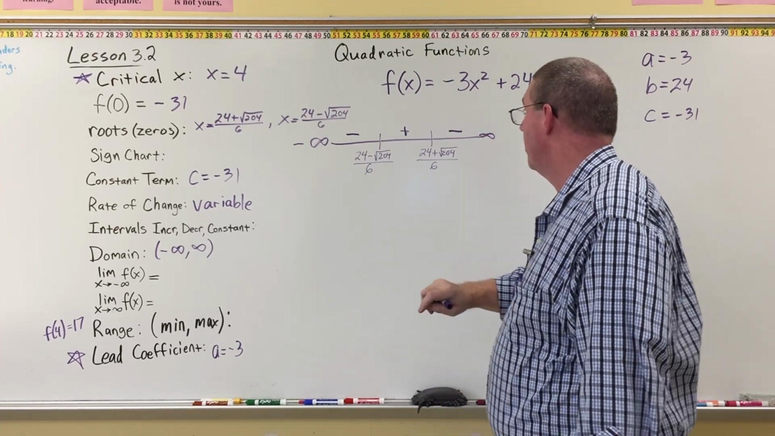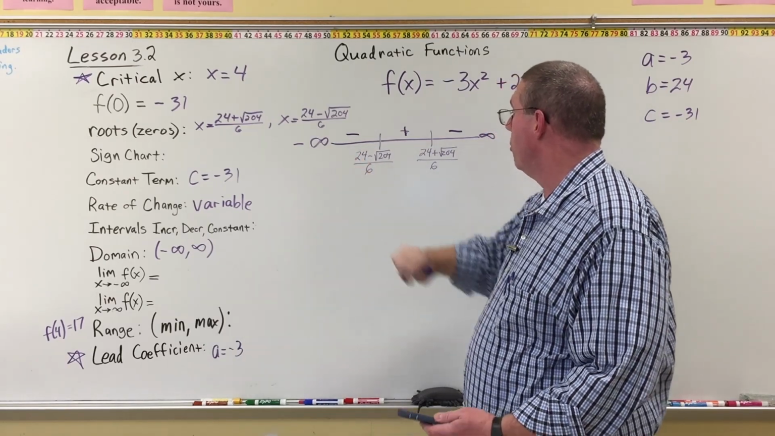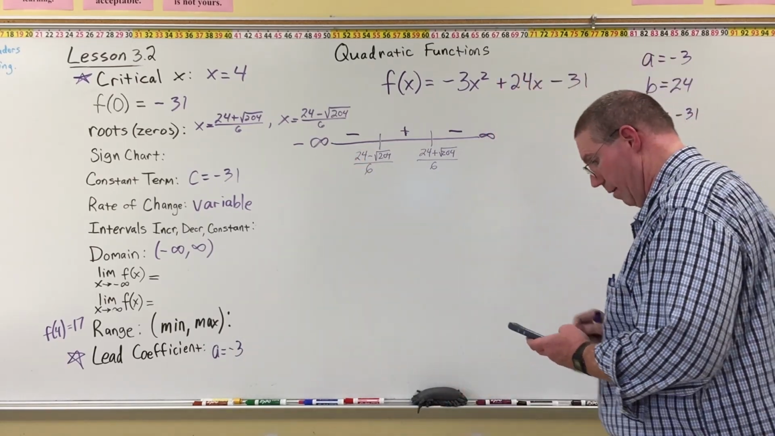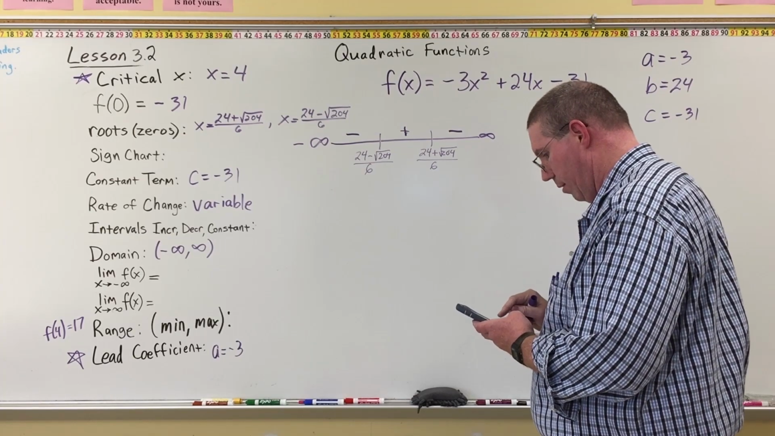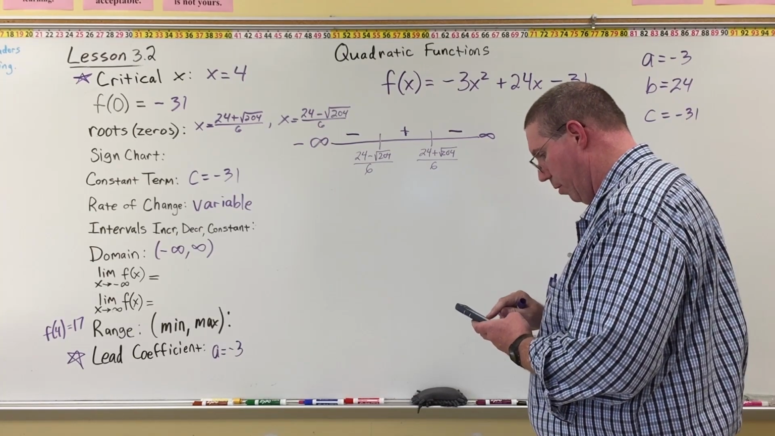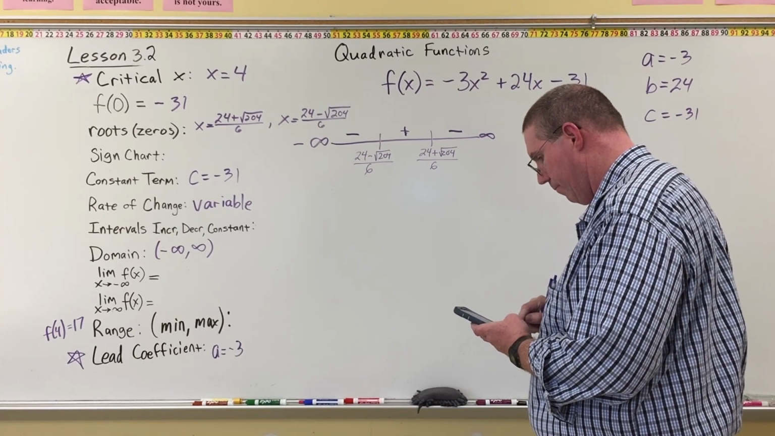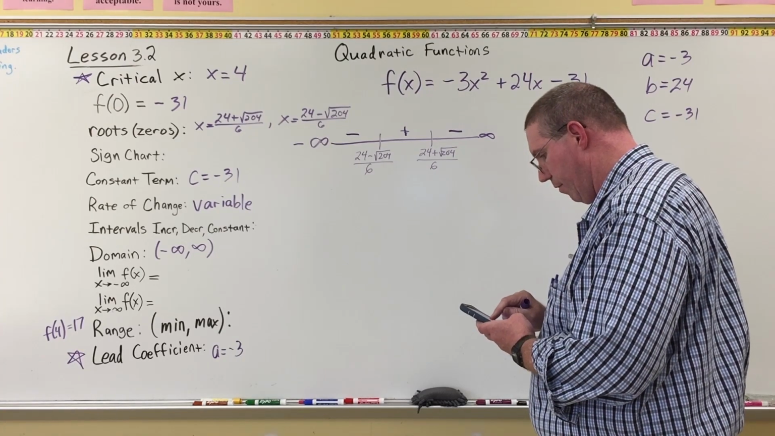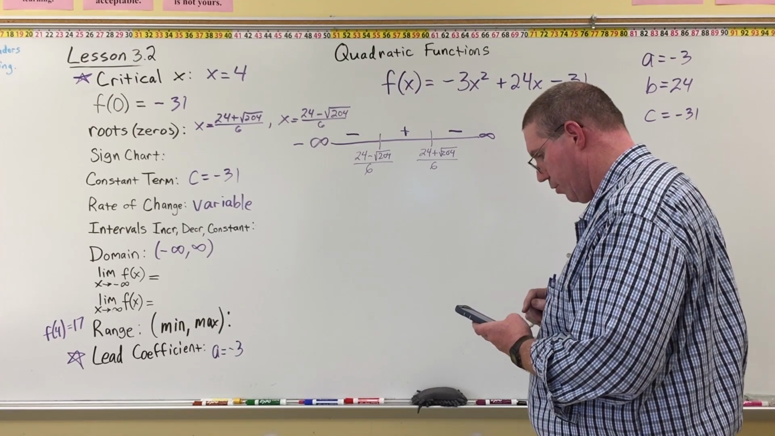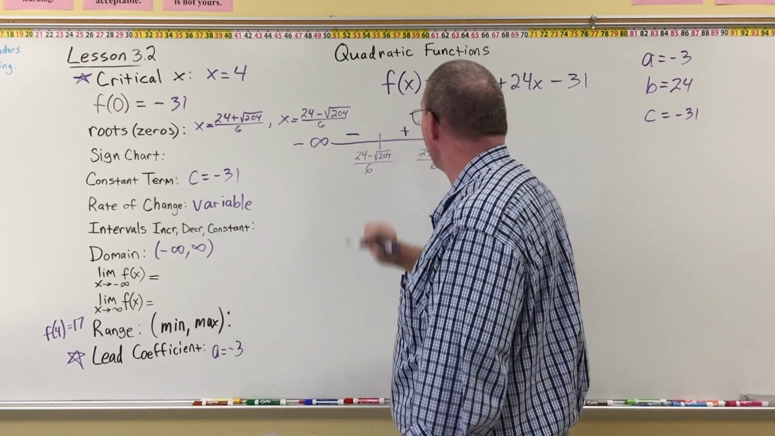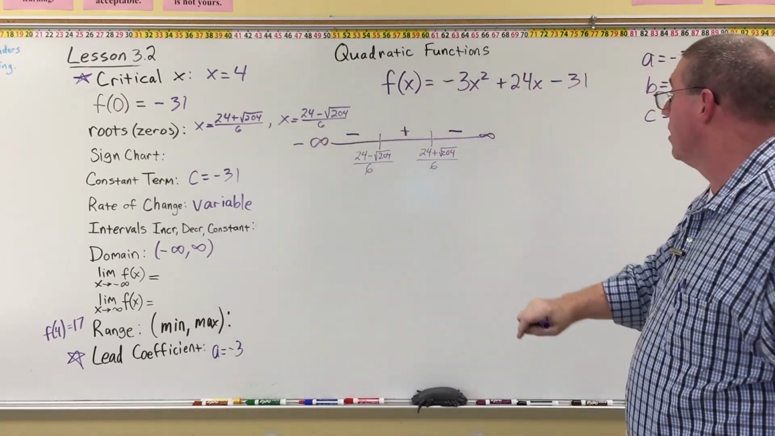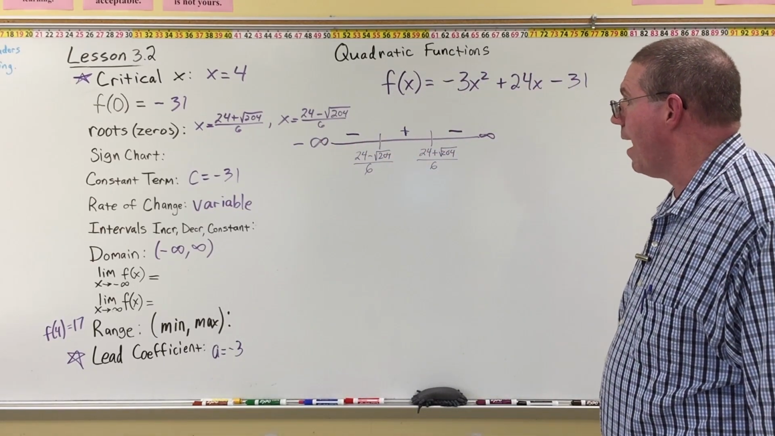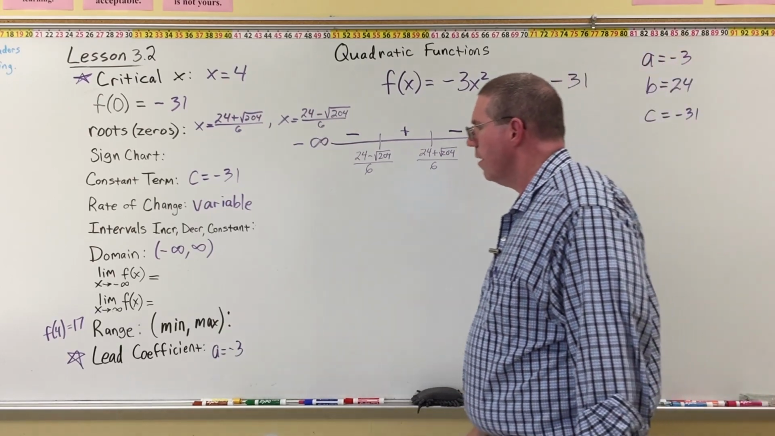So sure enough, negative. Okay, we could do the same thing over here. We could do something like negative 100. So we could take that same thing, but put a negative in for the 100. And sure enough, negative 32,000. So those are negative. So we've got a correct sign chart here. And now let's go ahead and jump down.